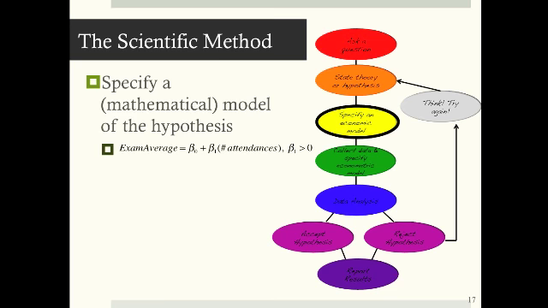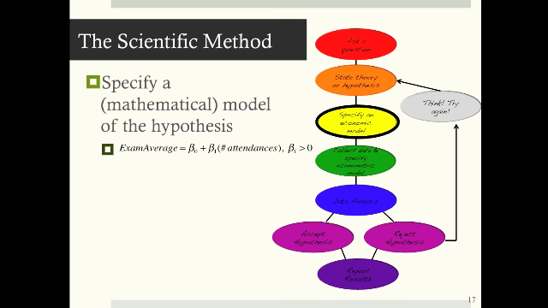So the next step is to transform that hypothesis into a mathematical model. So here I've written down an equation, and it's okay if you don't understand it yet, but keep it in the back of your mind as we move forward in the course. But I'm going to say in math terms, using symbols and using equations, that someone's exam average depends on, or is a function of, how many times they've come to class. And I'm going to say that beta 1, beta sub 1, looks like a B, is greater than 0. And all that means is that if the number of attendances goes up, that person's exam average goes up.